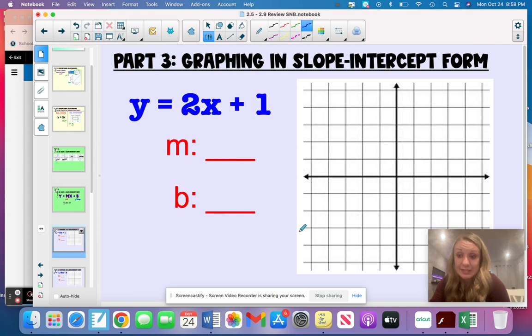Next topic, using that exact form, is how to graph a line in slope-intercept form. So for this one, the first thing we'll be asked to do is identify M and B.